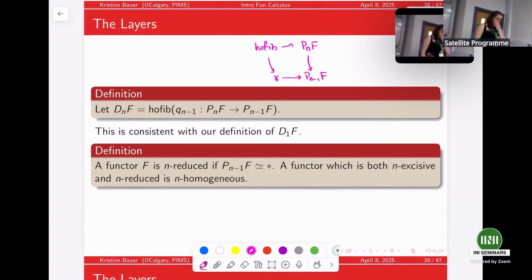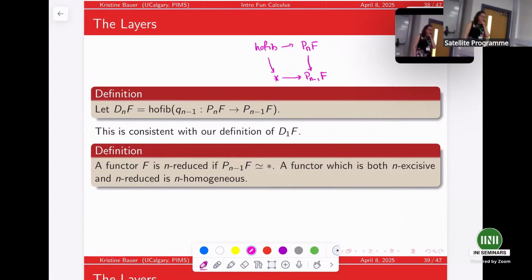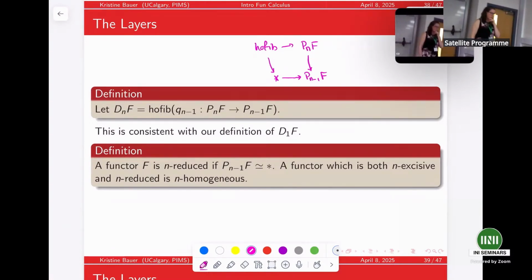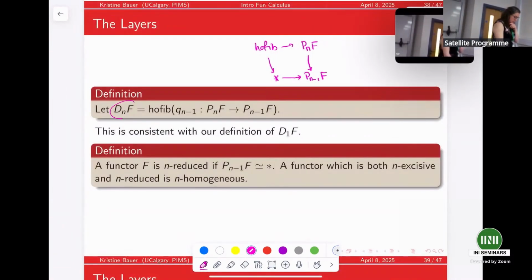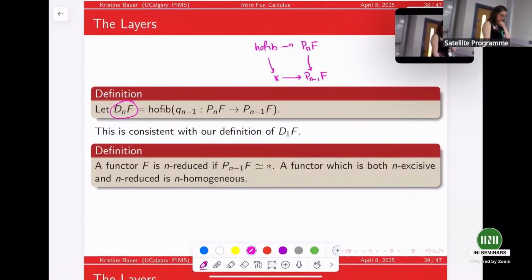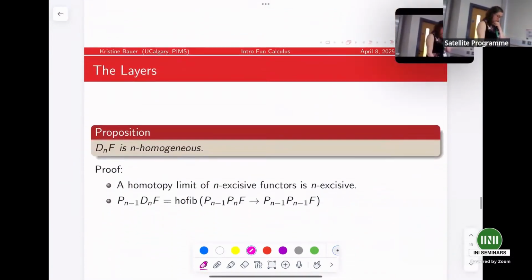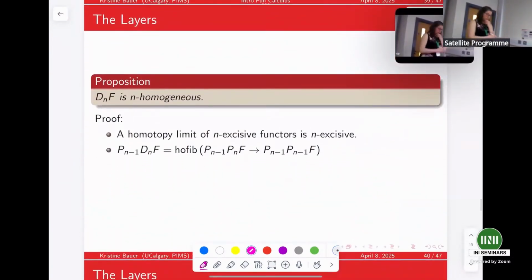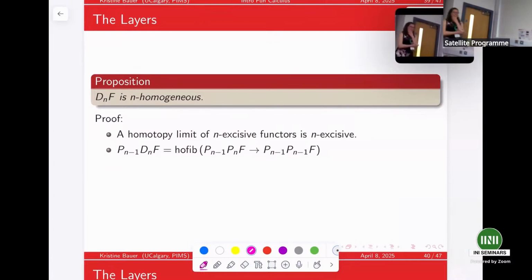And just for vocabulary, a functor F is n reduced if its Pn minus 1 is contractible. A functor which is both n excisive and n reduced is going to be called n homogeneous. And we want these layers to be n homogeneous. Okay, let's see. They are. Hooray.